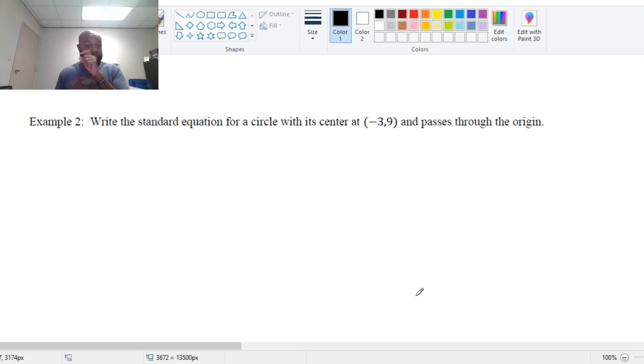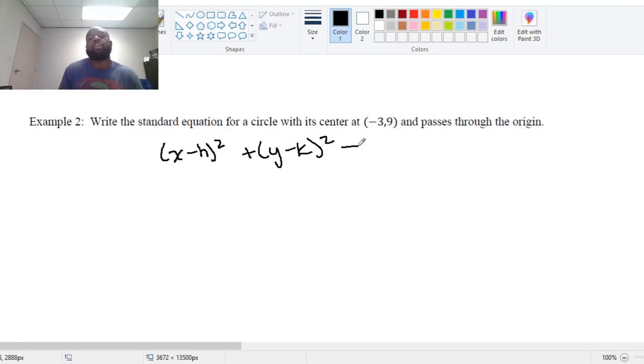In example 2, we're going to write the standard form of the equation of a circle with the center at the point (-3, 9) that passes through the origin. So the standard form, again, I'm going to write it down every time I see a problem that involves a circle. I'm going to write down the entire equation until I memorize that equation there. And I know the center is (-3, 9), but I don't know the radius.